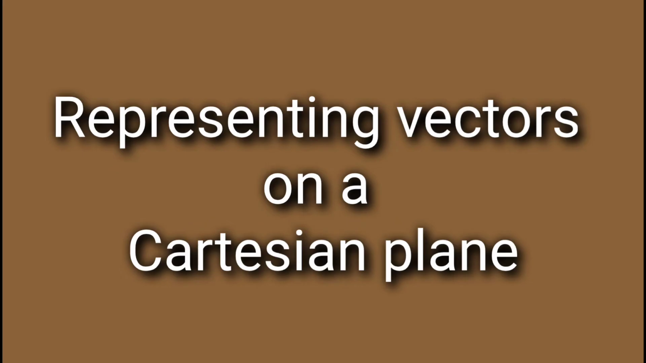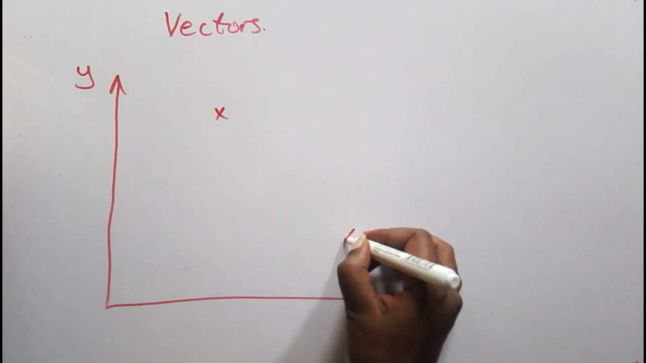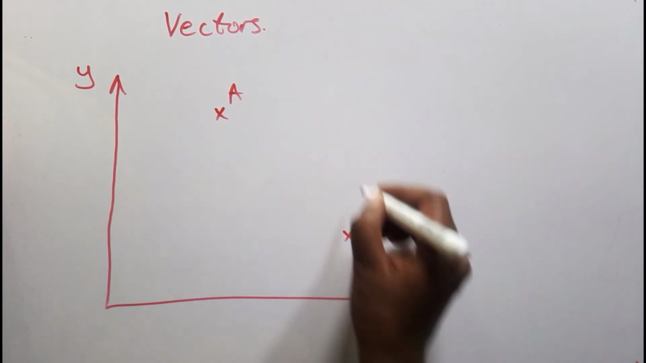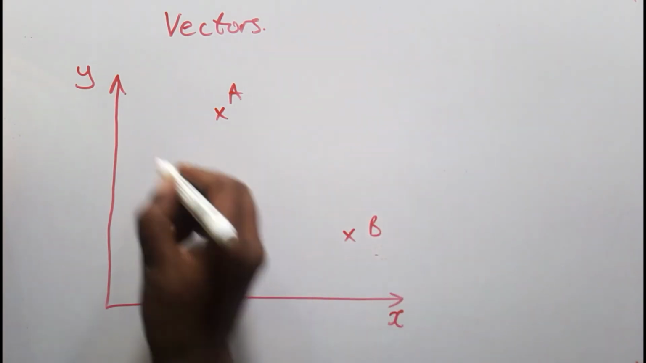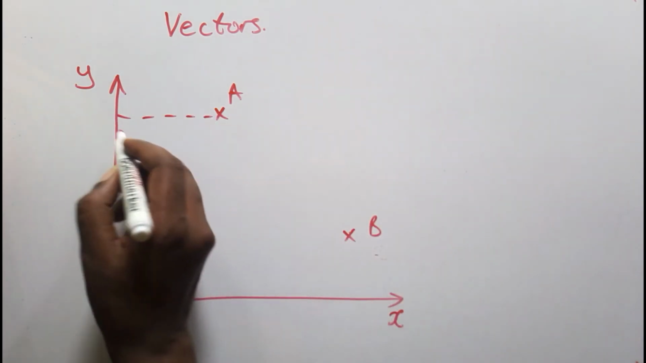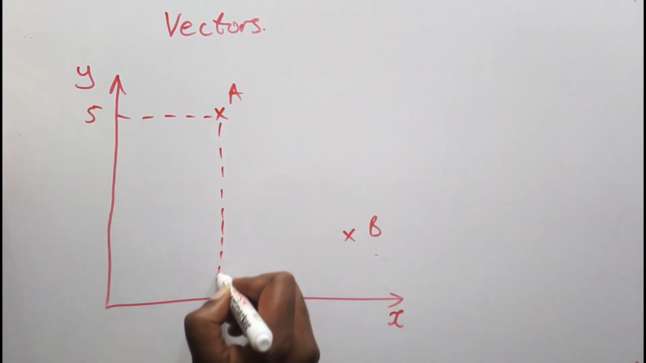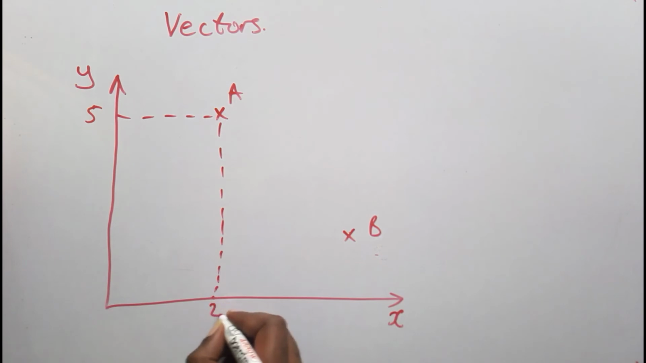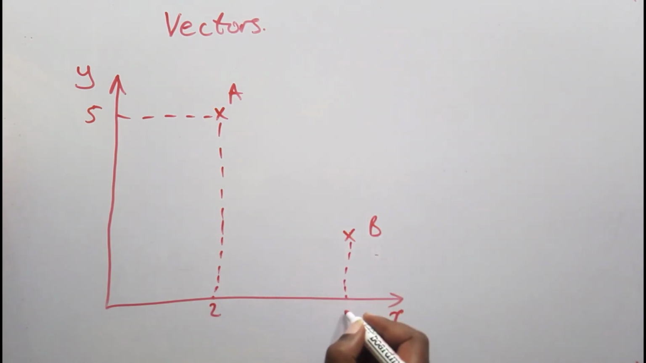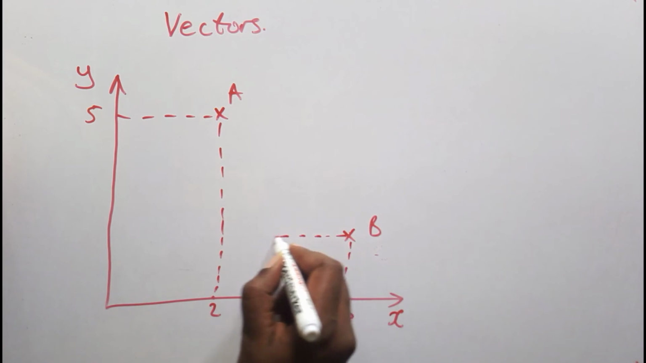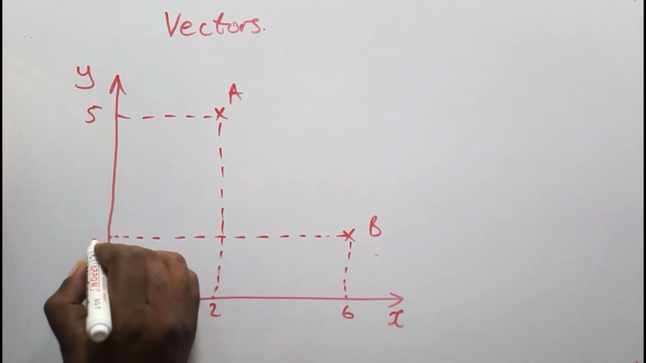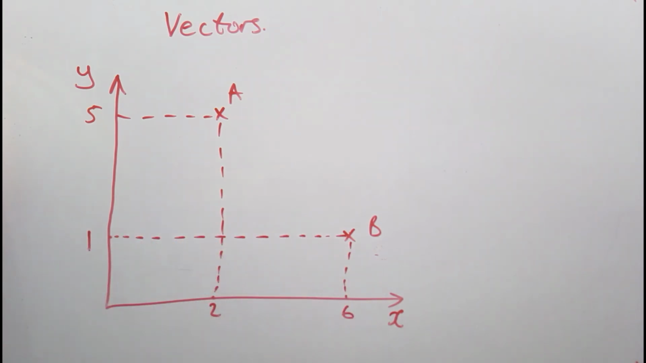So when we represent a vector on a Cartesian plane, we use points on the Cartesian plane. For example, let's say I have point A and point B right there. Let's say the y component of point A is 5 and the x component of point A is 2. Then the x component of point B is 6, and the y component of point B is 1. As you can see right there, I have my points.